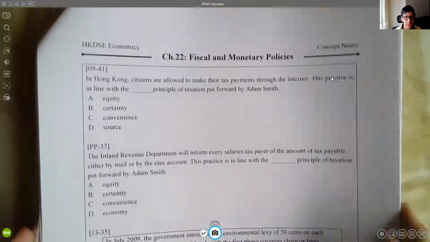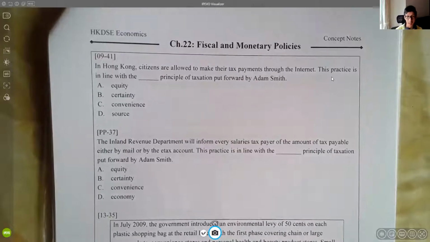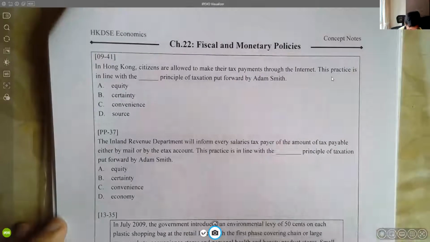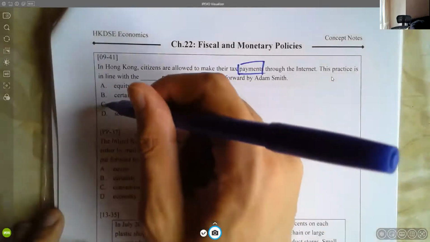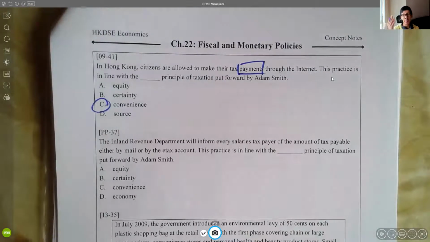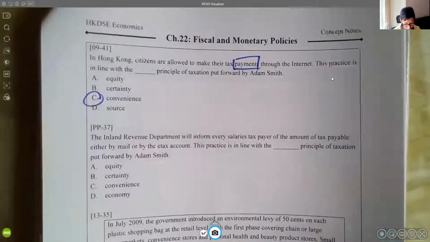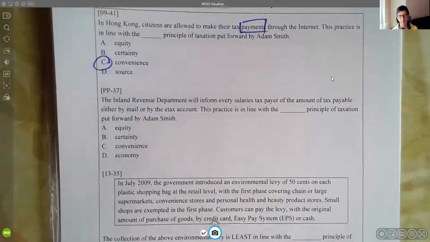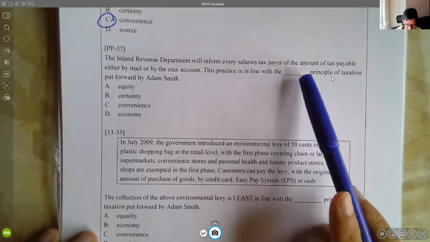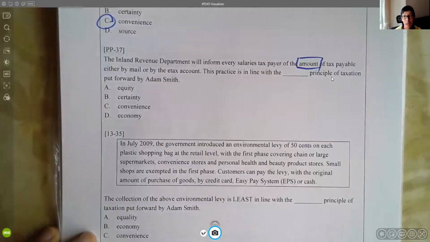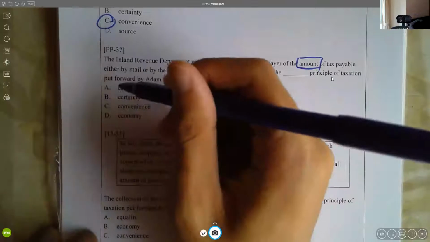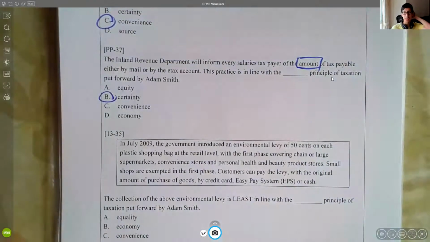Here, 2009. In Hong Kong, citizens are allowed to make the tax payment. When you see the word payment, what does it mean? Convenience, you don't even need to read on. We are more concerned with the paying part. That would be convenience. All right, now practice paper. The Inland Revenue Department will inform every salary taxpayer of the amount of tax payment. The amount, you know how much you have to pay. Again, this is the certainty principle. You know how much to pay. All right, next one.